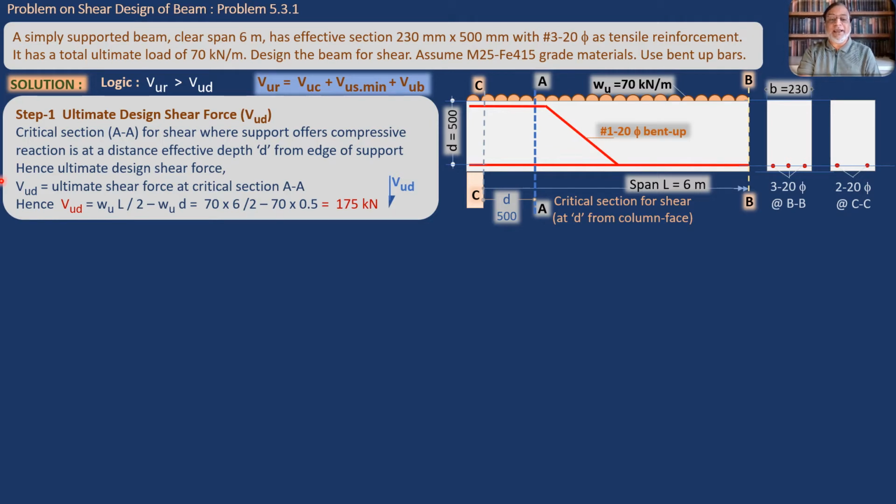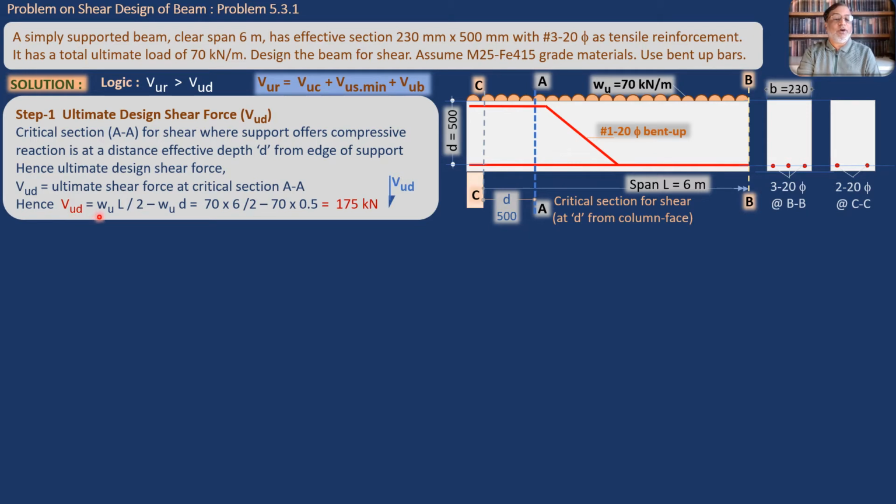That is why we will take advantage of this provision of the IS code, that we will take critical section AA for shear, because the support is offering compressive reaction, at a distance of effective depth d, which is 500 as shown here, from the edge of support, this edge or face of the support. So let us calculate the value of shear force at this section.